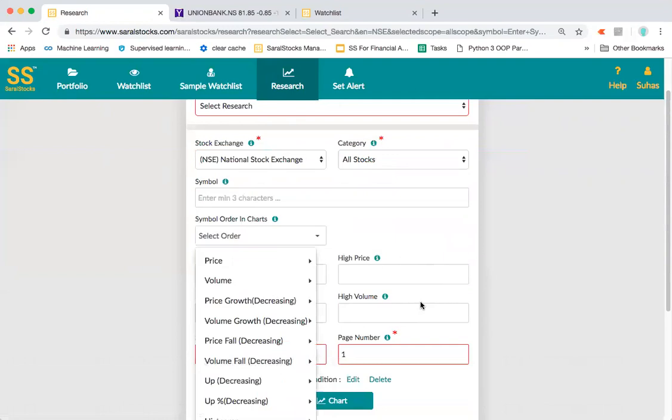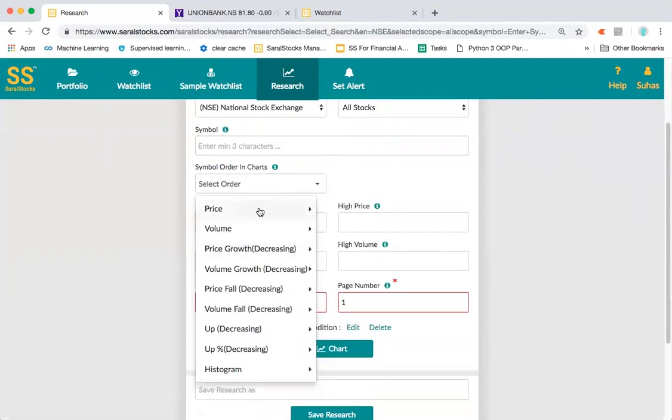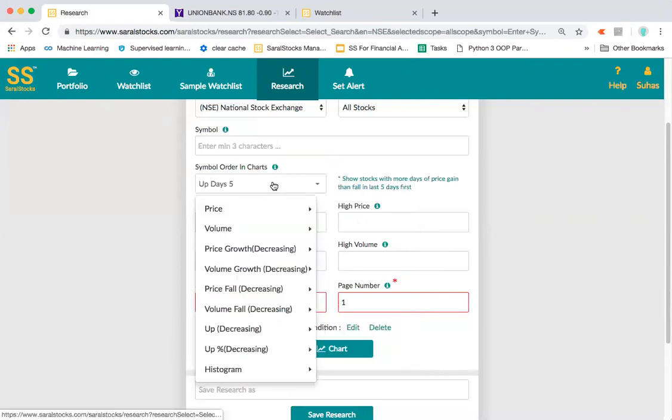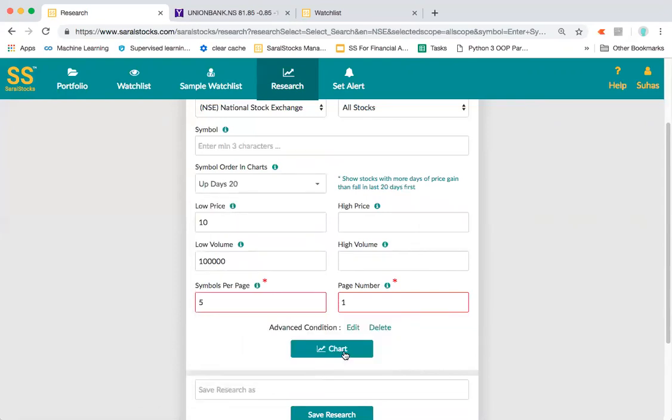I can choose the criteria among the list that we have here. We can see price increasing or decreasing, which means the low price will be shown first, or the other way around. We can also see price growth decreasing or increasing, volume growth in a similar manner, volume fall, or price fall. This says how many days in last 5 days the stock was going up, for example, to indicate how, or to say up to in 20 days.